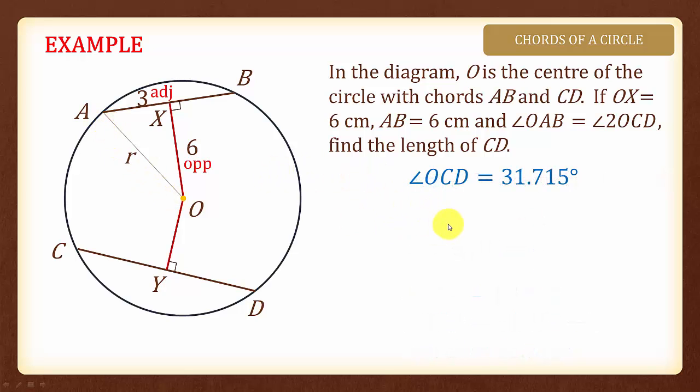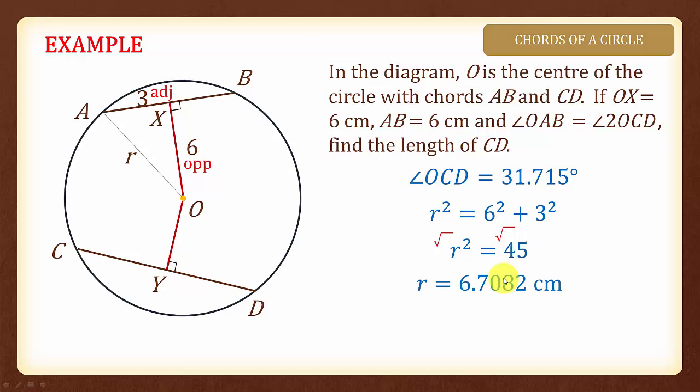Since we have angle OCD, we shall now find the radius of the circle, which is OA. To do so, we shall use Pythagoras theorem, r squared equals to 6 squared plus 3 squared. And we have r squared equals to 45. Square root on both sides, we have r equals to 6.7082 centimeters.